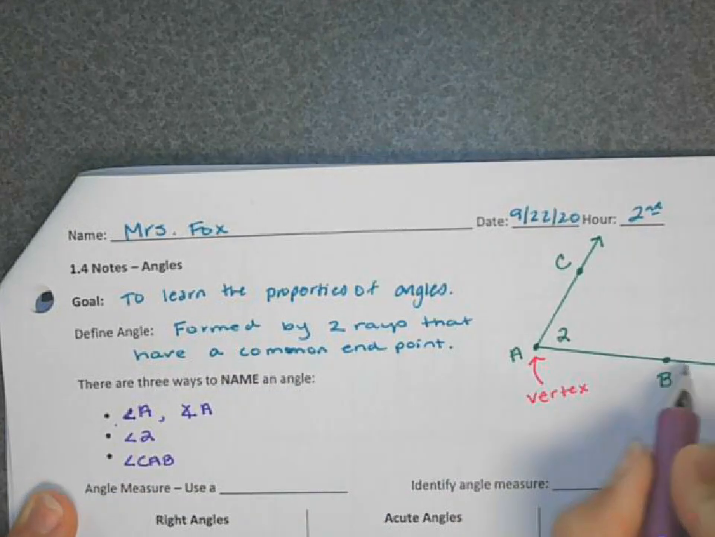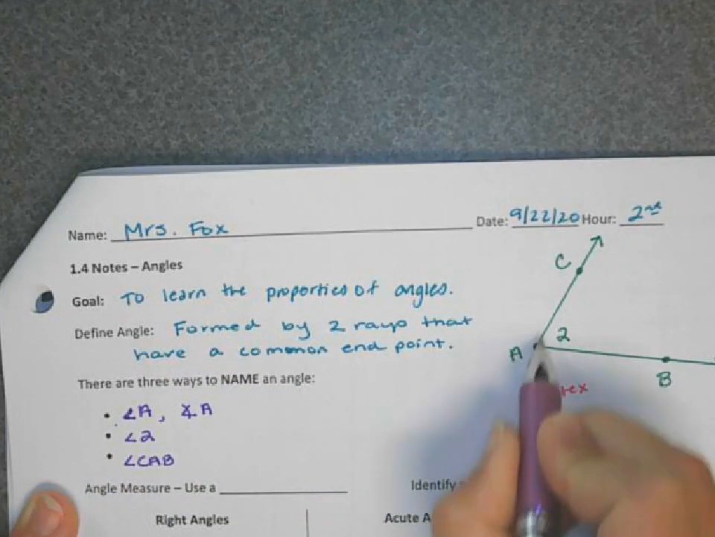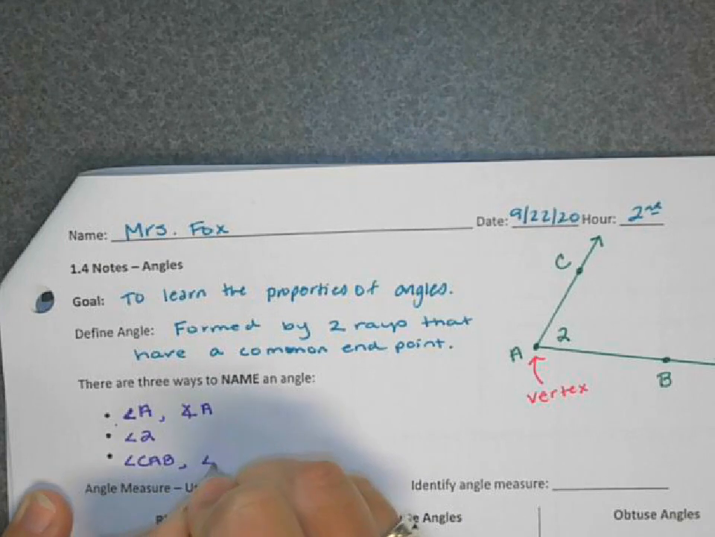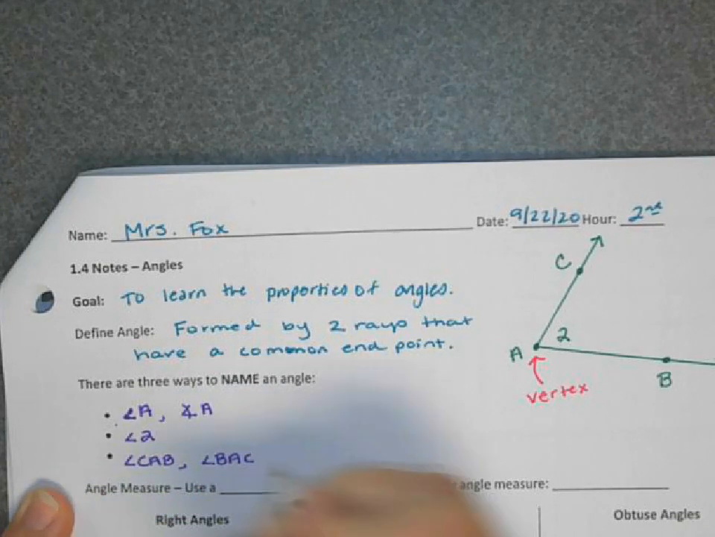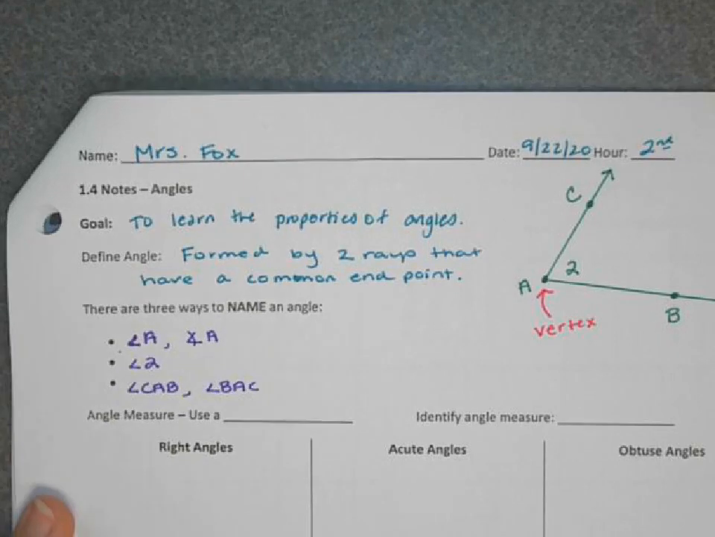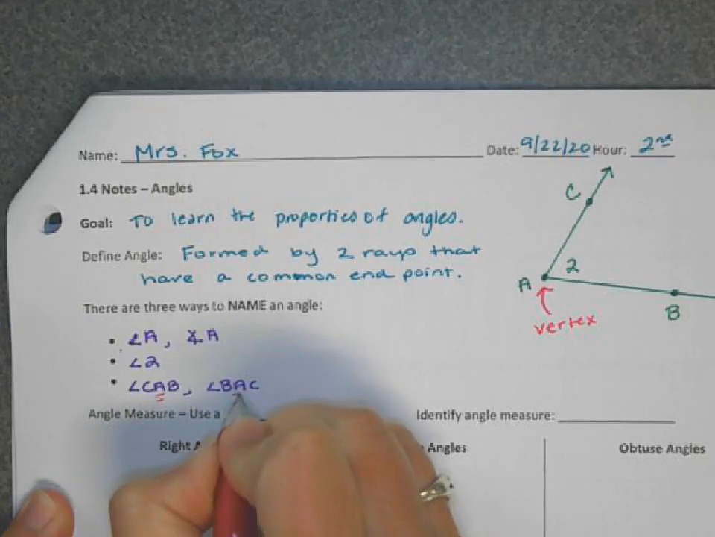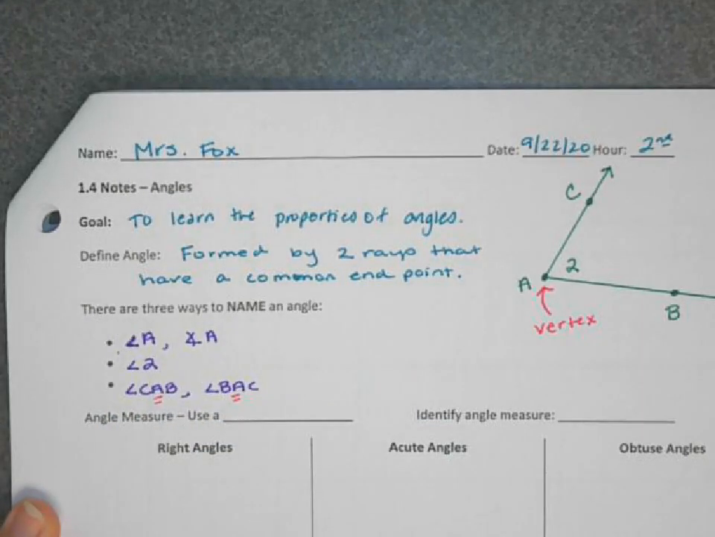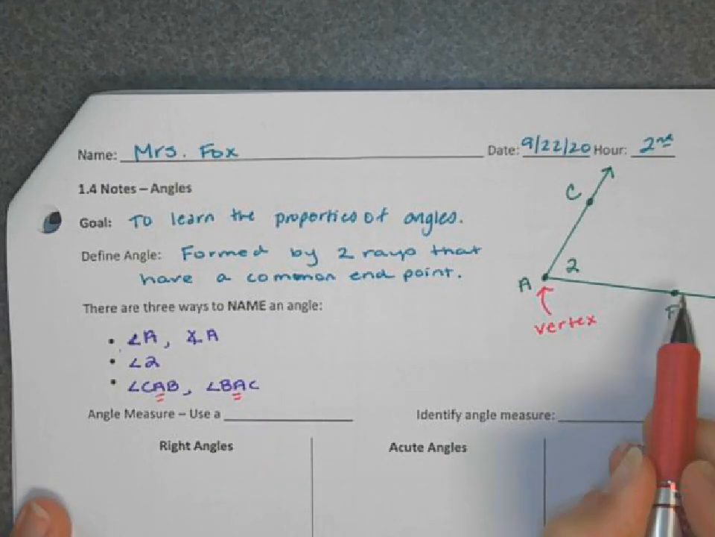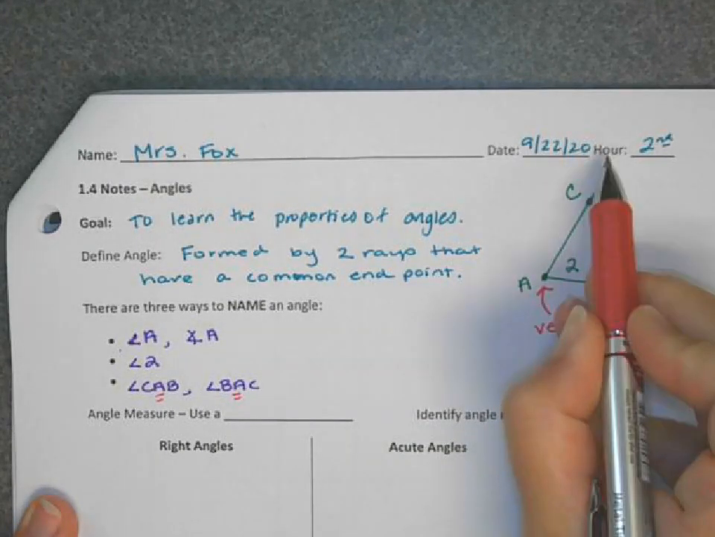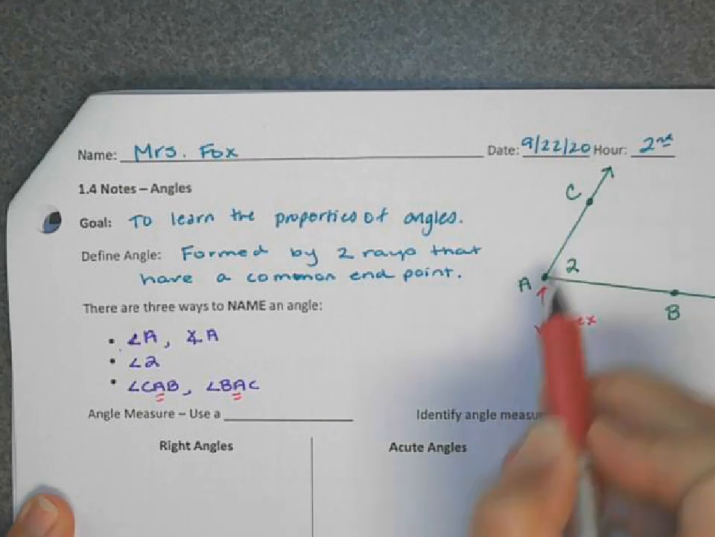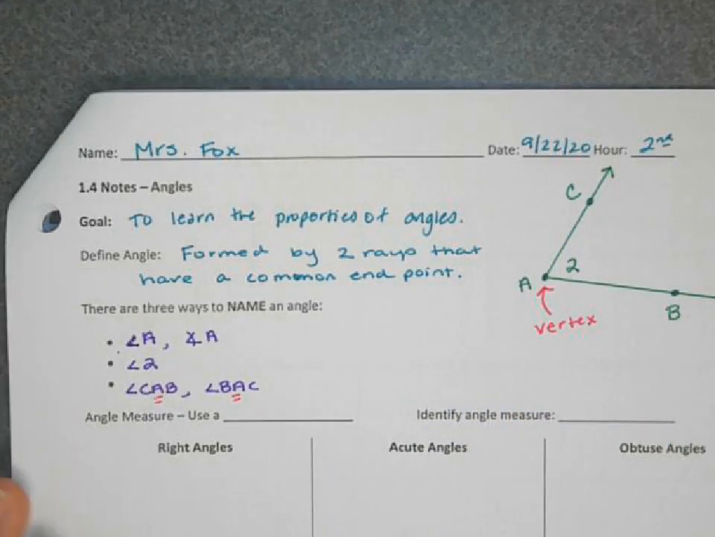If you traced it the opposite way, you would go from B to A to C. Either of those would be acceptable. So you can name an angle with 3 letters. But the important thing to remember is that your vertex has to show up in the middle. Do you see that? It doesn't matter if you trace it starting at B in this direction or starting at C in this direction. Either way, A has to be in that middle.